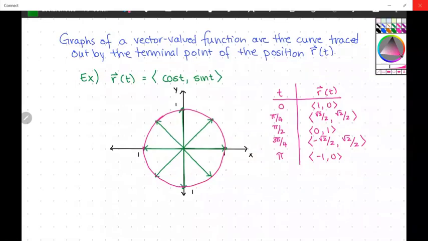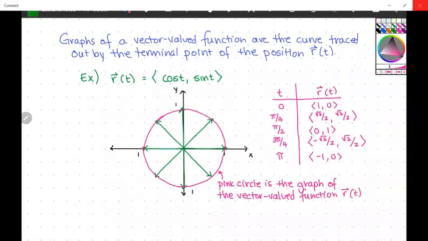So the pink circle is the graph of the vector valued function r of t. Yes. Say that again. How do you know? You got it? Okay. Yes.